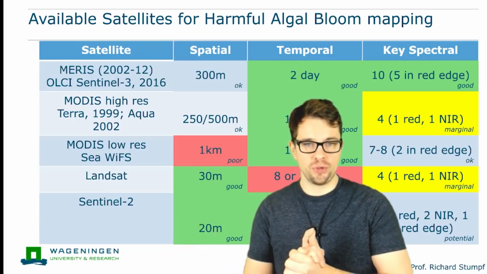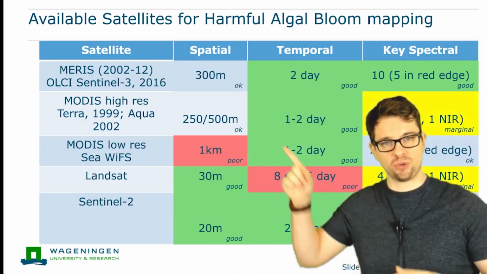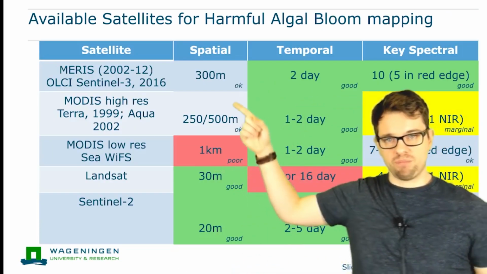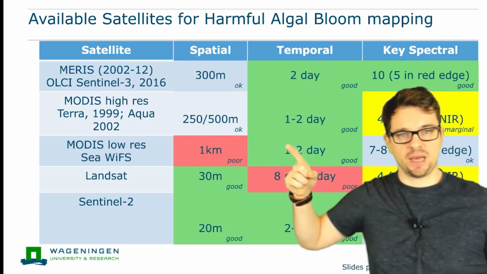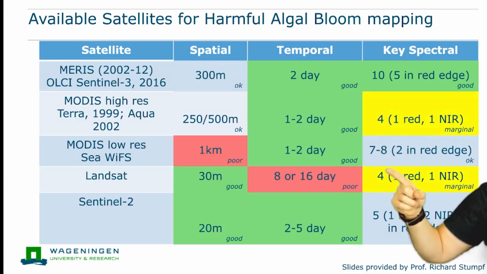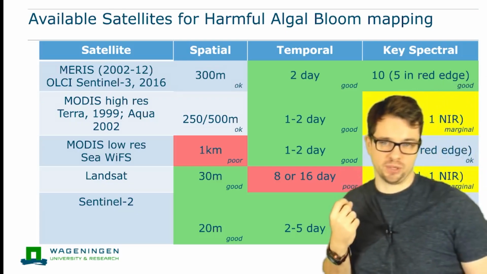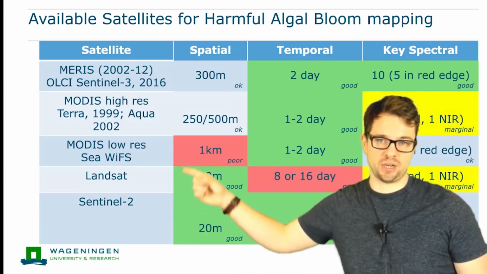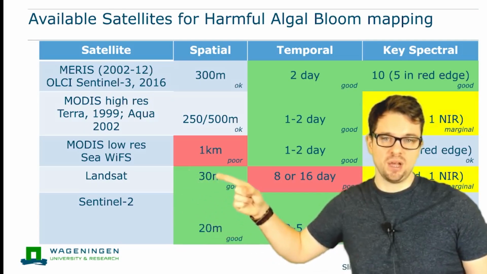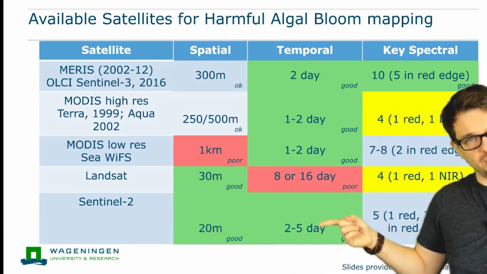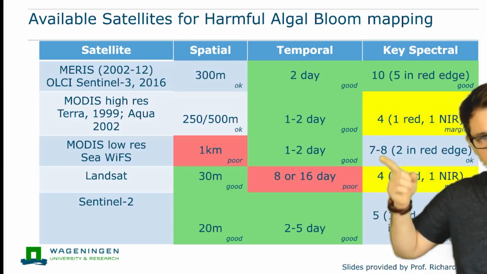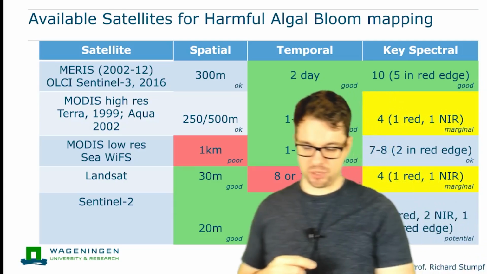So here is an overview of existing sensors. We have the low-resolution sensors here on the top. MERIS, Sentinel-3, and MODIS have a fairly high temporal revisit period, and they also have several bands that are relevant for the mapping of harmful algal blooms. On the high resolution side, we have the Landsat series and the Sentinels that take 20 to 30 meter pixels, where the Sentinels also have a fairly high temporal resolution and moderate coverage in terms of spectral bands.